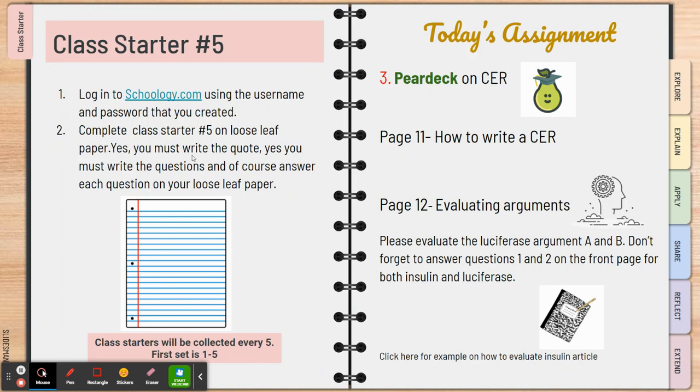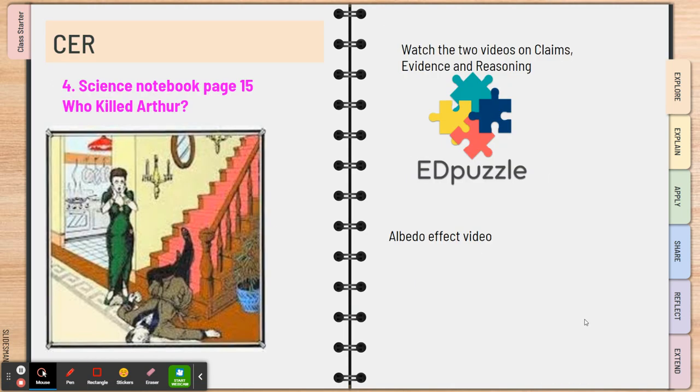The next thing here, we will review over our class starter number 5. Remember, 1 through 5 is the first set that's due. You will turn those in tomorrow because that's day 6. Today's assignment, we're going to start with our Pear Deck, get that finished. Then we'll look at how to write a CER and then evaluating arguments. Also here attached to this notebook, I have the answer key to the first argument. Skip the page.